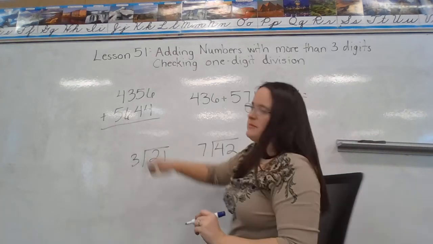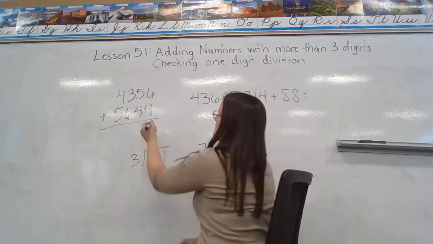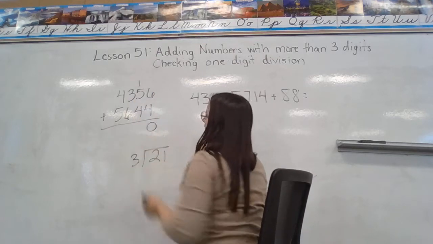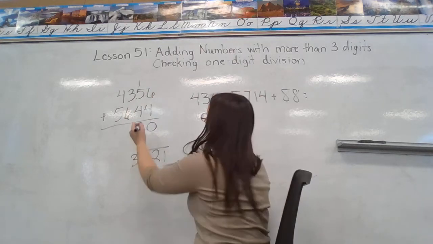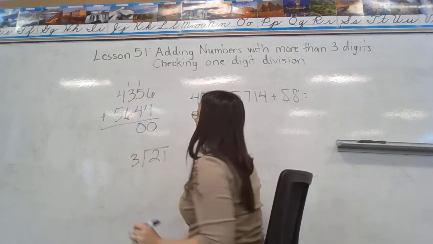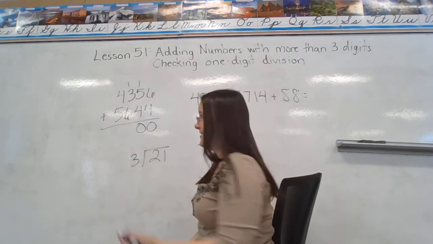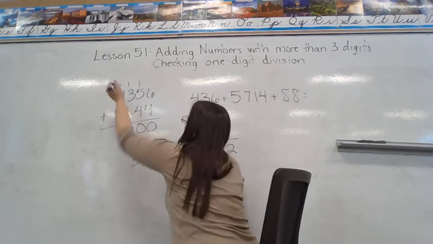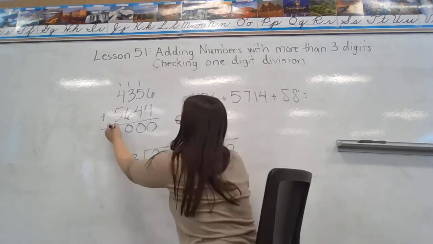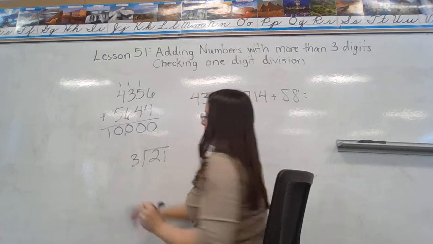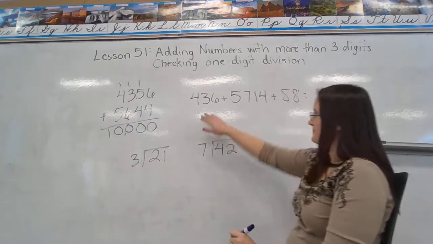All right, problem number 1 here. We're adding our ones place first. So 6 plus 4 gives me 10. 5 plus 4 plus 1 also gives me 10. 6 plus 3 plus 1, another 10. And 5 plus 4 plus 1, one final 10. So I put my comma in there and we have the answer of 10,000.